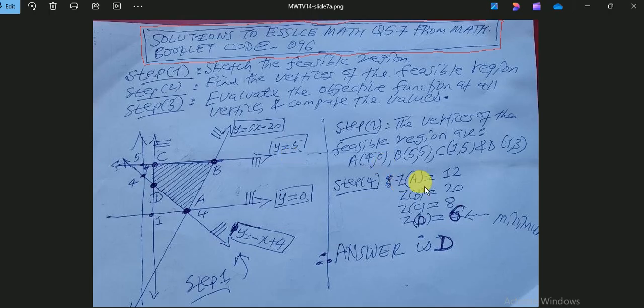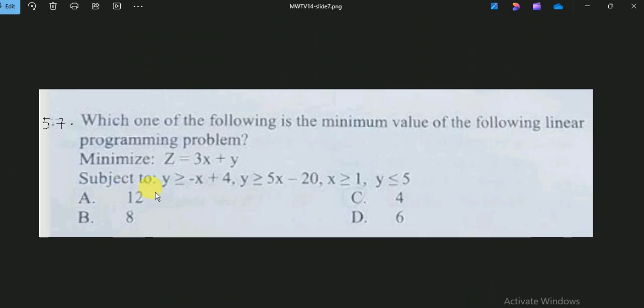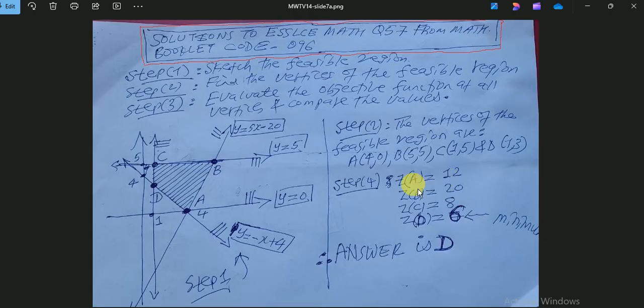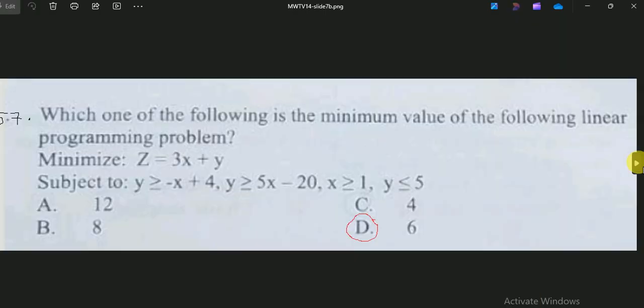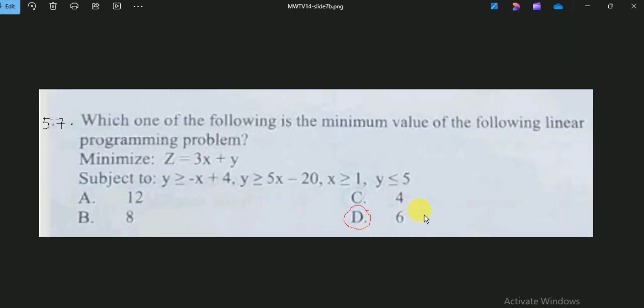When we evaluate at A, that means (4,0), we get 3 times 4 plus 0, which is 12. The value of the objective function at A is 12. Similarly, at B it is 20, at C it is 8, at D it is 6. The smallest of all these values is 6, so the minimum value is 6, and it is D. The answer is D, 6.